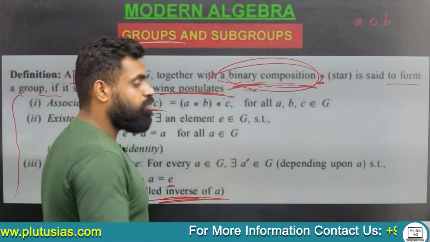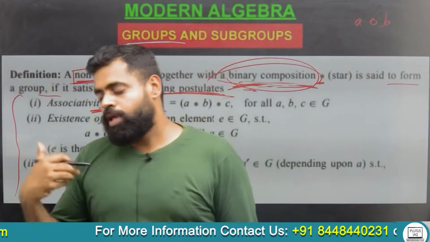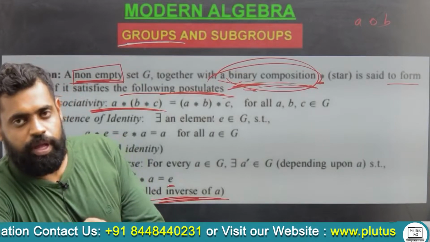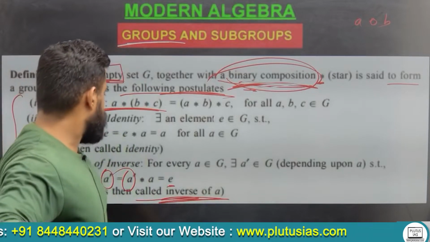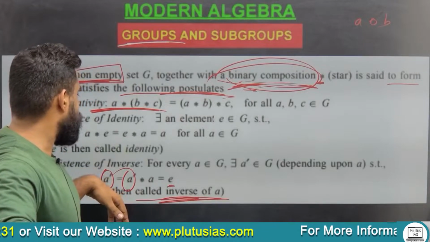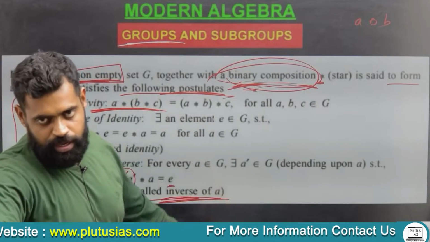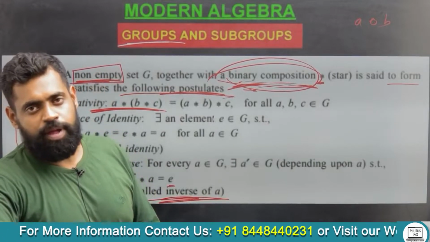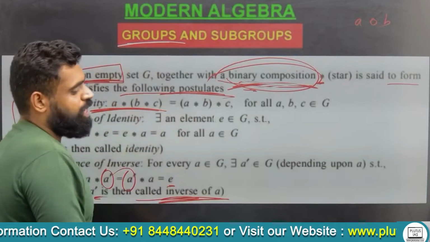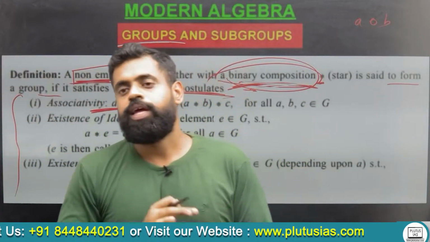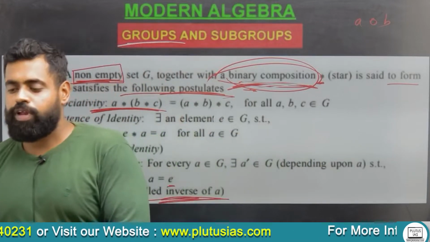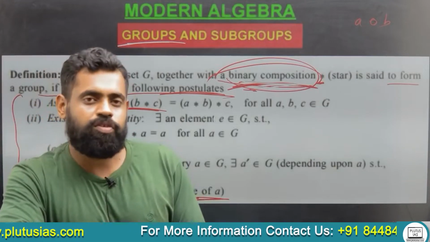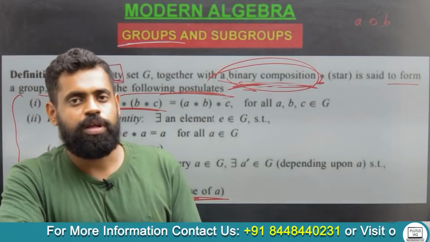The identity of a group will be common; in future we will prove that the identity of a group is unique. But here we see that A prime is the inverse of A, and for any other element B there is another B prime. So if these four properties, that is closure, associativity, existence of identity, and existence of inverse, hold with an operation given on a set, then the set is called a group.